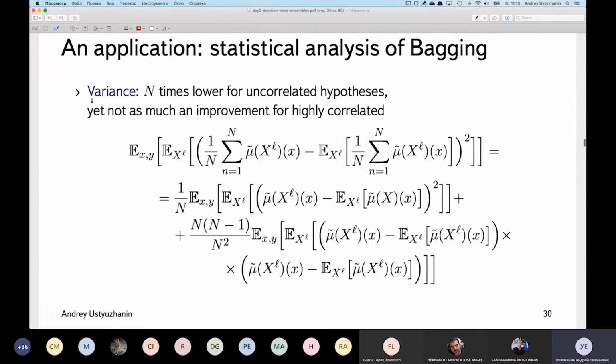If we look at the variance, in the case of bagging the variance is n times lower for uncorrelated hypotheses. And it is not much of an improvement for highly correlated hypotheses. We should not go into details now. If you want, we can come back here. But it is a really important thing that explains why random forest works better than individual decision trees.